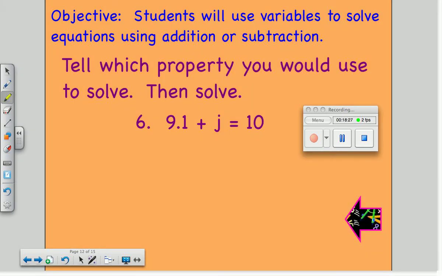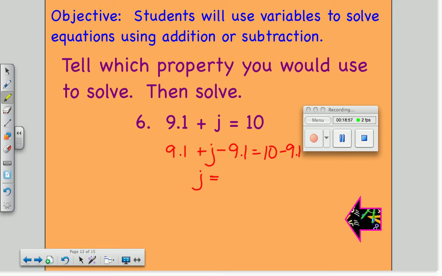The inverse property of addition is subtraction. So I'm going to subtract 9 and 1/10 from this side. 9 and 1/10 plus j minus 9 and 1/10 equals, the other side, 10 minus 9 and 1/10. This side, 9 and 1/10 plus j minus 9 and 1/10. When I combine like terms, I just get j by itself. The other side, 10 minus 9 and 1/10.